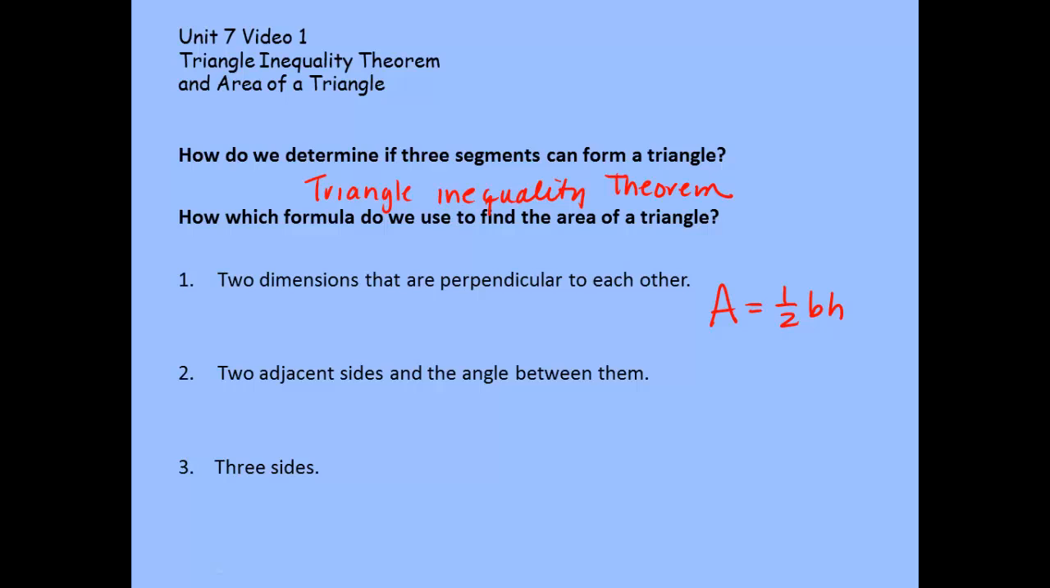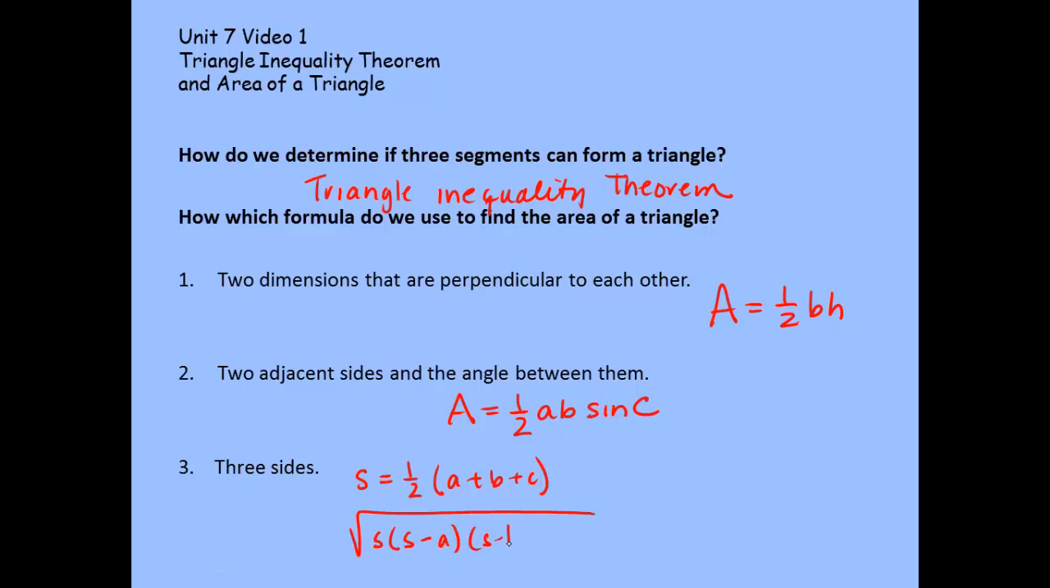If 2 adjacent sides and the angle between them are given, then we will use the formula area equals 1/2 AB sine of C, or any of its equivalents, where we would replace the different side lengths. And if we're given 3 sides, we're going to use the semi-perimeter, which is 1/2 times A plus B plus C, and then Heron's formula, which is the square root of S times S minus A, S minus B, and S minus C. For all of these, I'm looking for us to approximate to 2 decimal places unless otherwise stated.